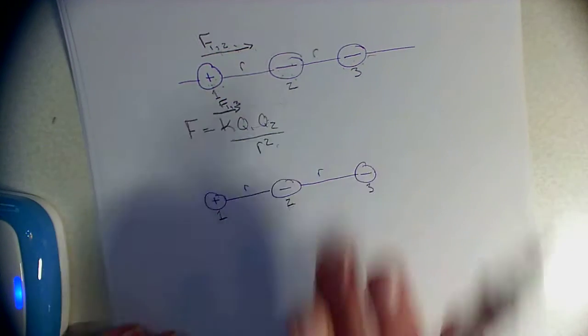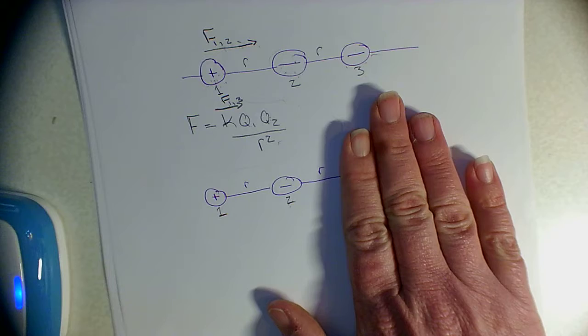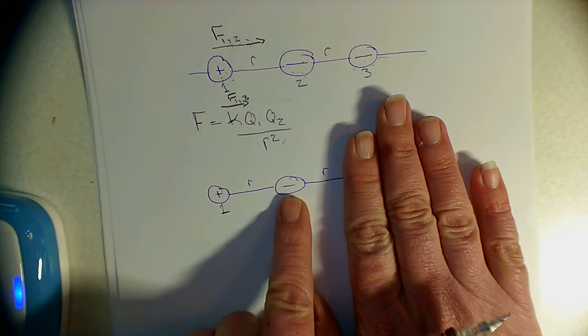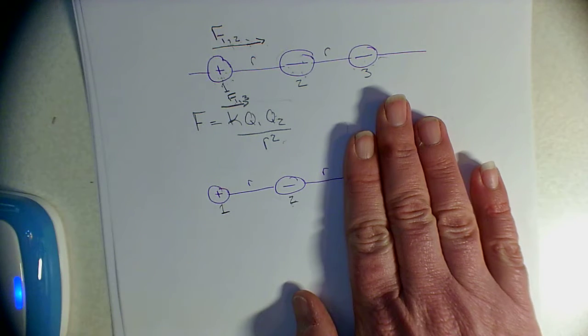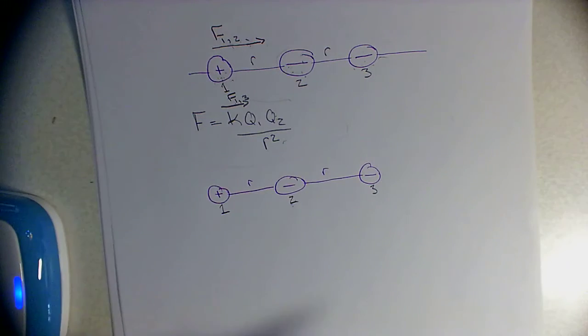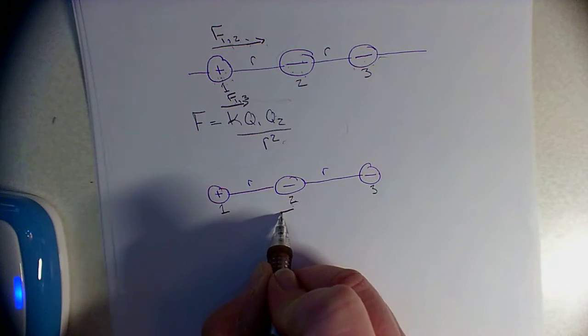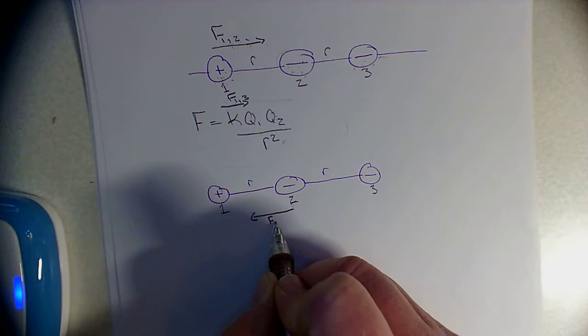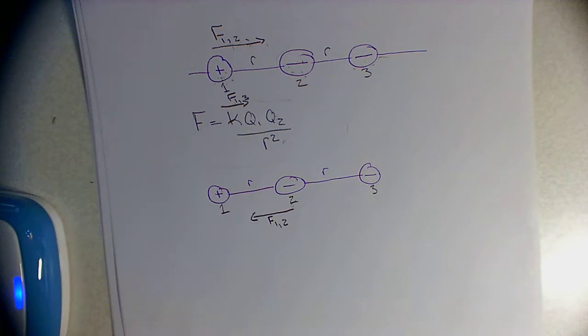So we're going to do the same thing. I'm going to ignore what's happening to the right, and I'm going to look at just what's happening to the left. And again, I'm going to put my finger on this charge and ask myself, what direction is it going to go when I lift my finger up? When I lift my finger up, it is going to be attracted to the left. So this would be my force vector, force 1, 2.